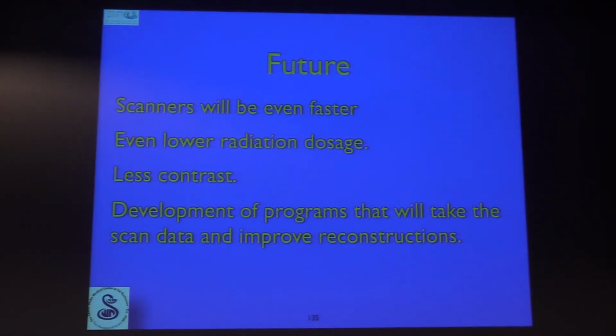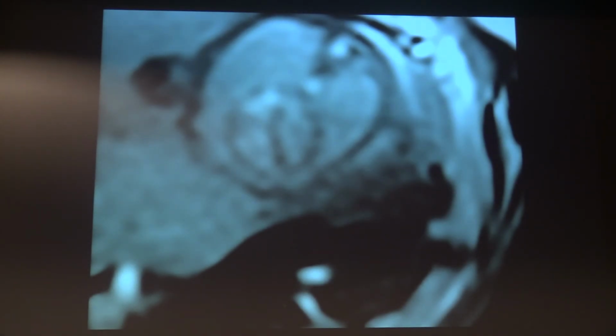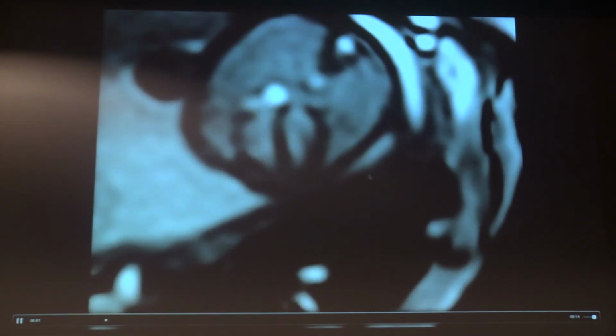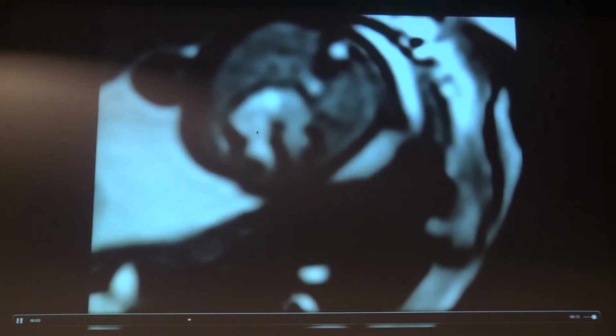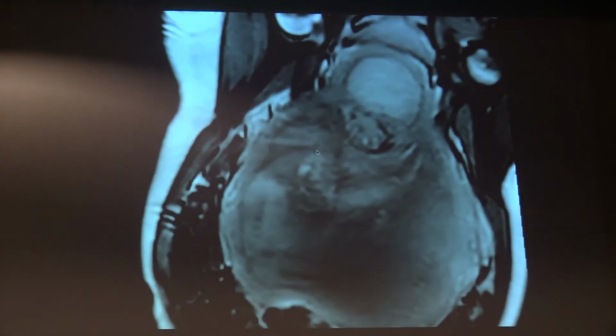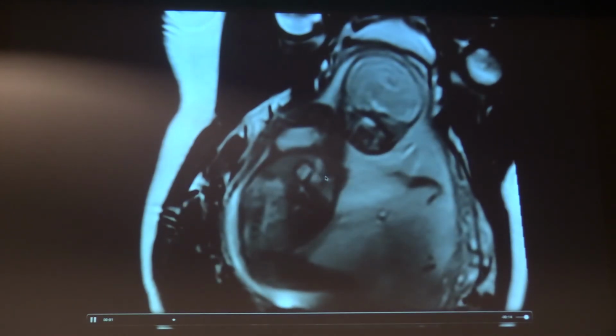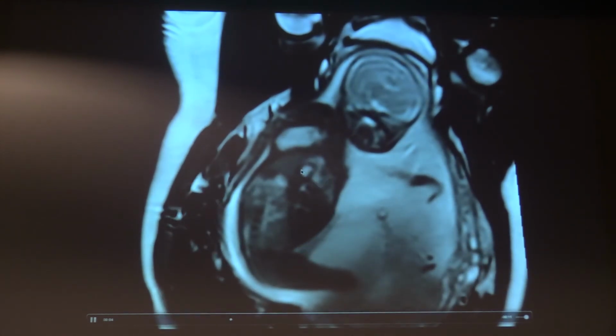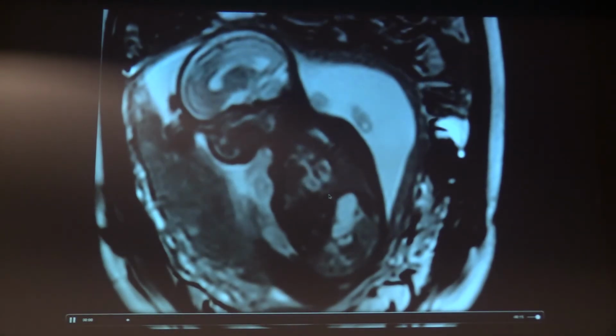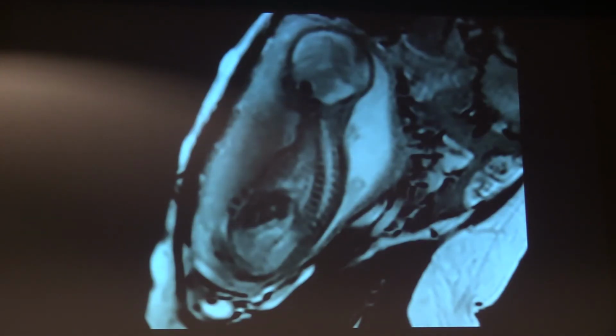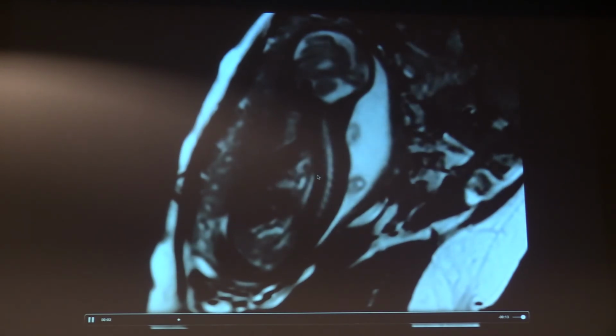And about the future of all imaging in pediatrics, scanners will be even faster, with even lower radiation dosage, less contrast, and development of programs that will take scan data and improve the reconstructions. This is a fetal cardiac MRI. You can see here, this is the left ventricle, right ventricle. Another example, you can see the fetus here. This is right ventricle, left ventricle. You can see here also, the next one, a little bit of the arch.